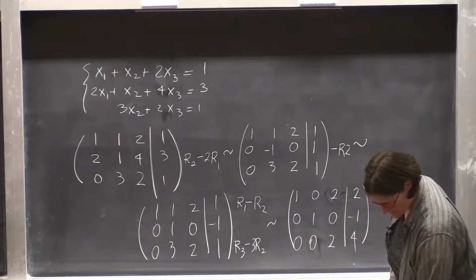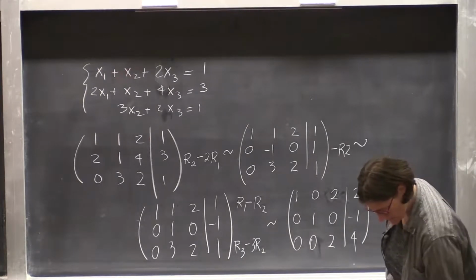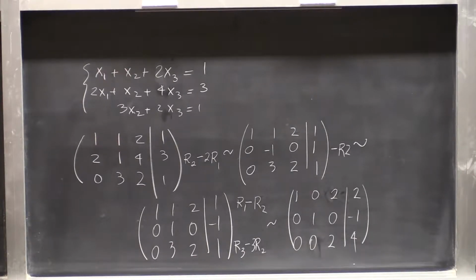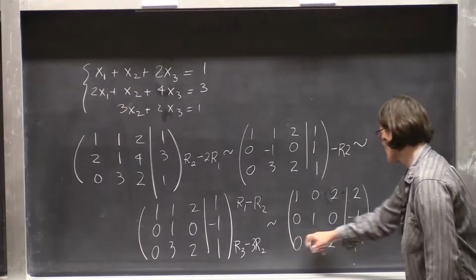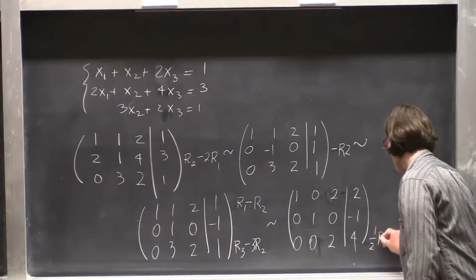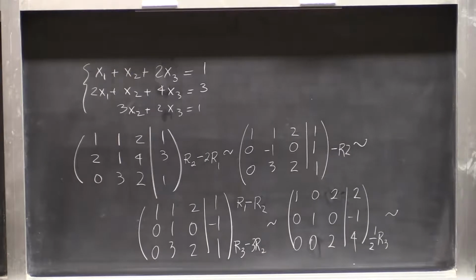Now I'm going to replace this with a 1. So I'm going to take row 3 and divide it by what? 2. So 1/2 row 3 is equivalent to 1, 0, 2, 2, 0, 1, 0, minus 1, 0, 0, 1, 2.